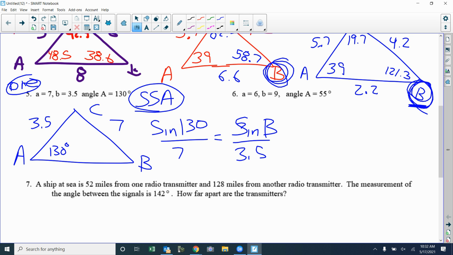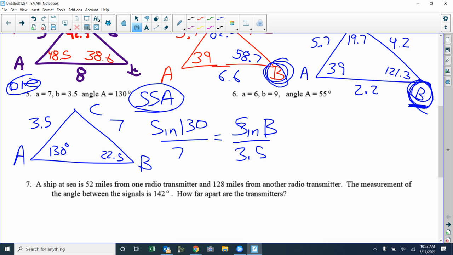Sine of 130, hit enter, times 3.5, hit enter, divided by 7, hit enter, and you would need to do the inverse of that. Inverse sine of that will get us what you're looking for. So that angle down there ends up being around 22.5 for angle B.